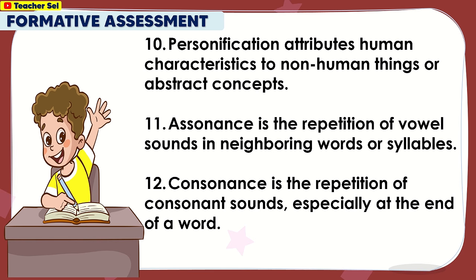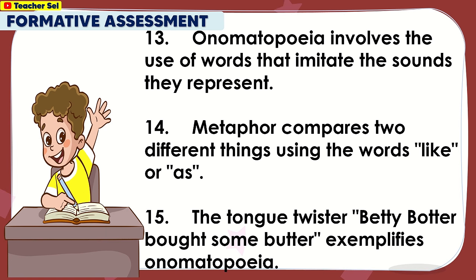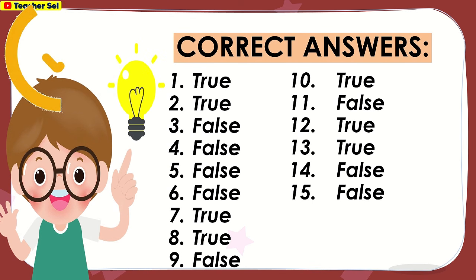Assonance is the repetition of vowel sounds in neighboring words or syllables. Consonance is the repetition of consonant sounds, especially at the end of a word. Onomatopoeia involves the use of words that imitate the sounds they represent. Metaphor compares two different things using the words like or as. The tongue twister, Betty Botter bought some butter, exemplifies onomatopoeia. Here are the correct answers.